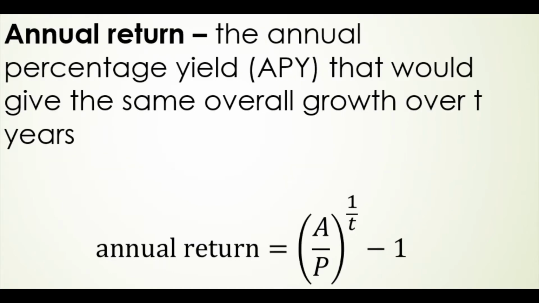Annual return is the annual percentage yield, or APY. We talked about APY back in lesson 5.2. Annual return is the APY that would give the same overall growth over T years. So the formula for annual return is the accumulated balance divided by the starting principal, and then take that number to the 1 over T power, where T is the number of years that this investment has been growing. And then subtract 1. That gives you your annual return.